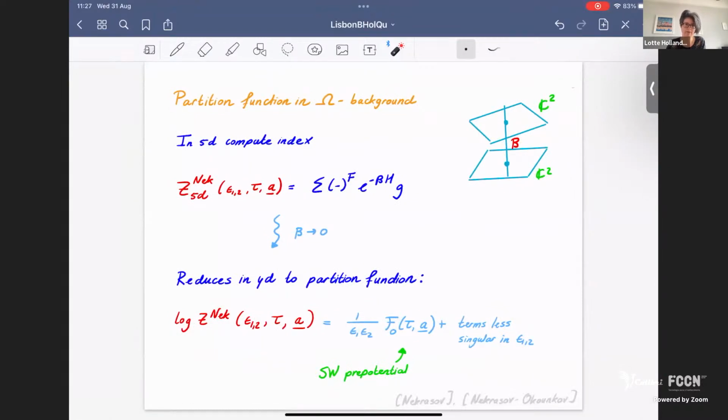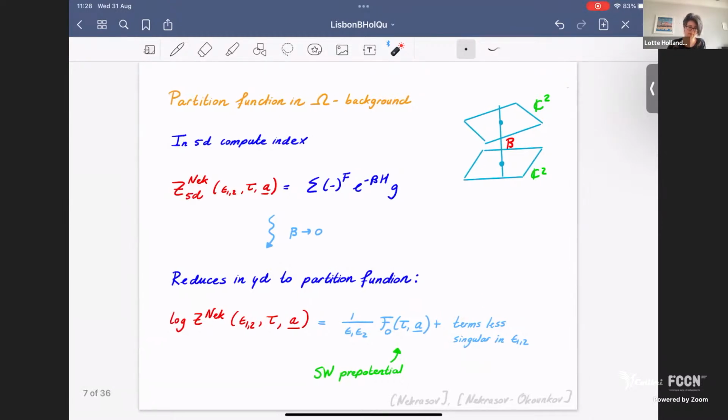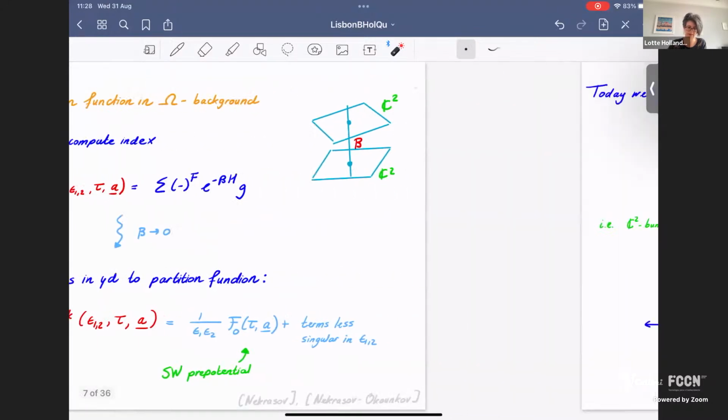Right, so this is what I've basically said here. This object, Nekrasov in 5 dimensions, is this 5-dimensional index. And if we go to 4 dimensions, we get a partition function. The log of this Nekrasov partition function starts out with a term which is divergent in epsilon1 and epsilon2, and which is proportional to the Seiberg-Witten prepotential, and then it has terms which are less singular in epsilon1 and epsilon2. So this is one of the important objects in this talk.